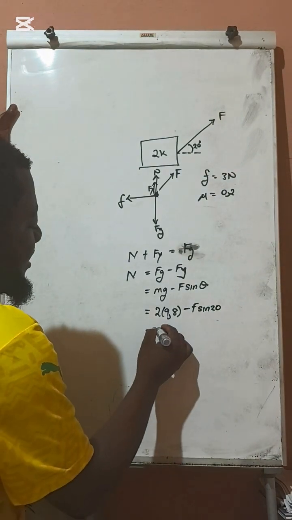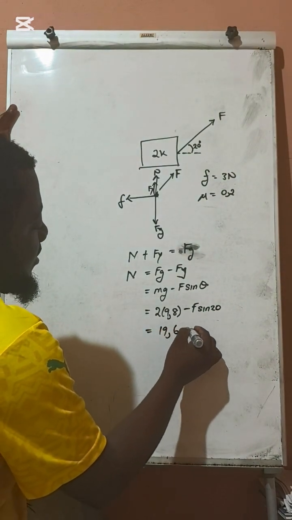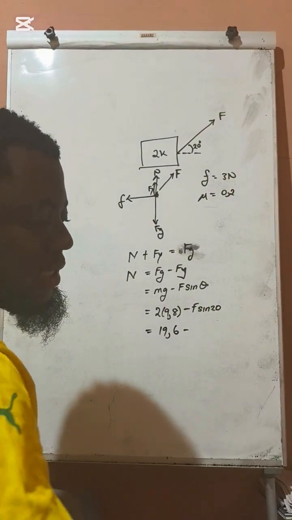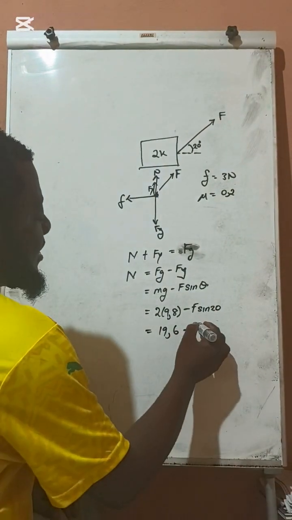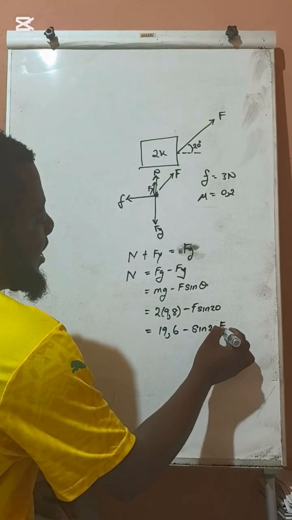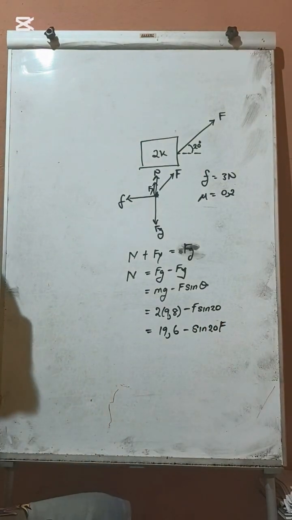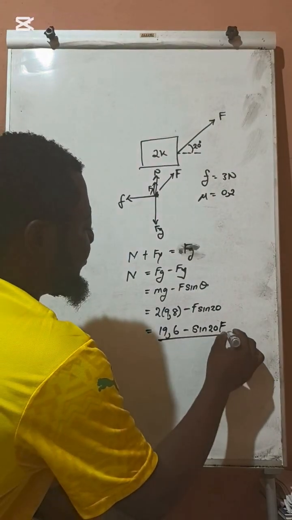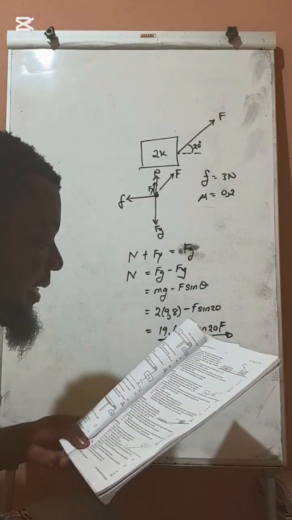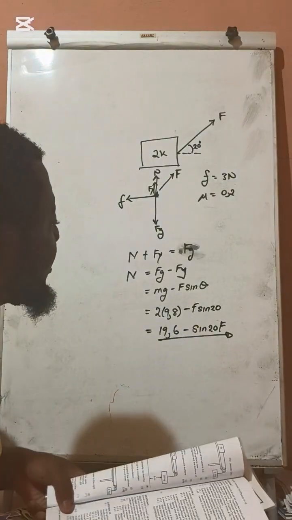That is it. So this will give us 19,6 minus sine 20. Sine 20 is how much? Just write it as it is. I don't have my calculator. Sine of 20 F. Right. That is our normal force in terms of F. But we don't have the force applied. Now the second question was asking us to calculate F, the force.